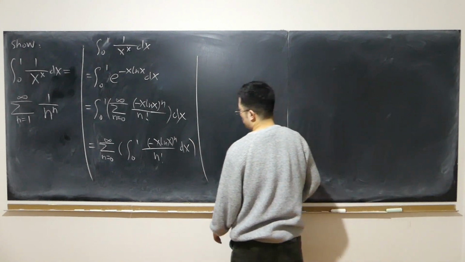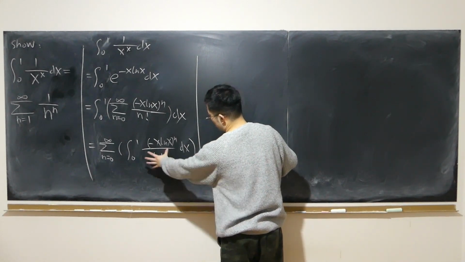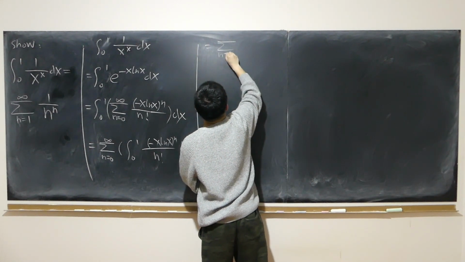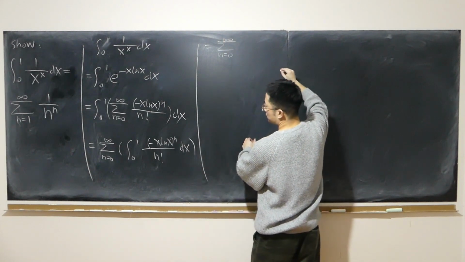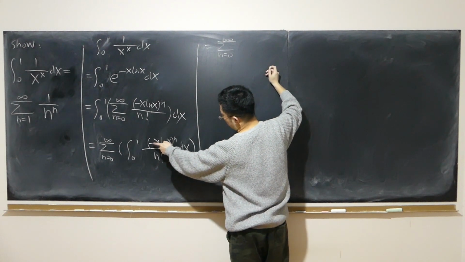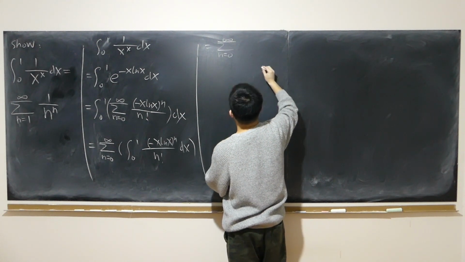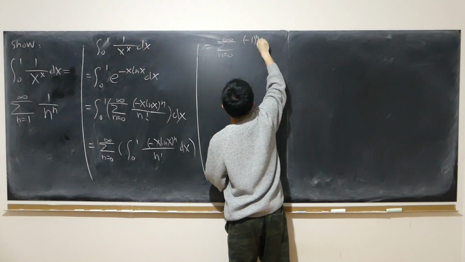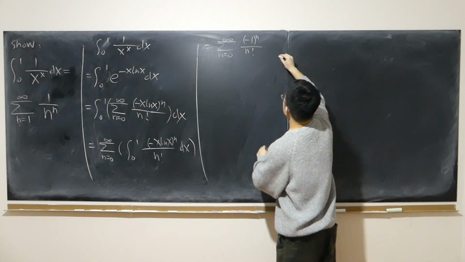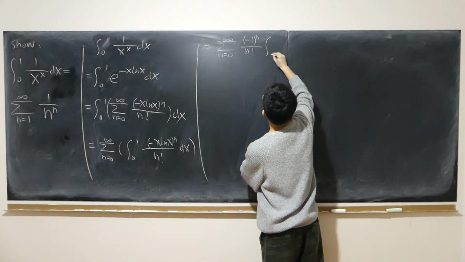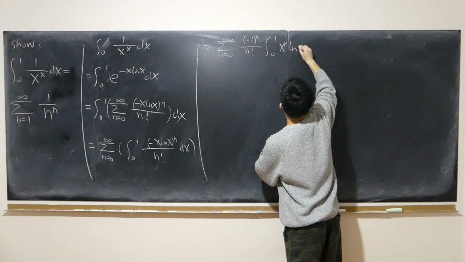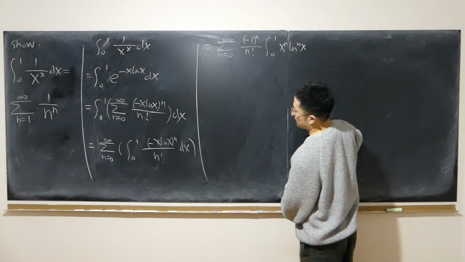So that is just, I'm going to treat n as a constant because I'm integrating with respect to x. That is the sum from 0 to infinity of, first I'm going to take out negative 1 to the power of n as well. Right, so right now I have negative 1 to the power of n over n factorial. And the integral is 0 to 1 of x to the n times log to the n of x dx.